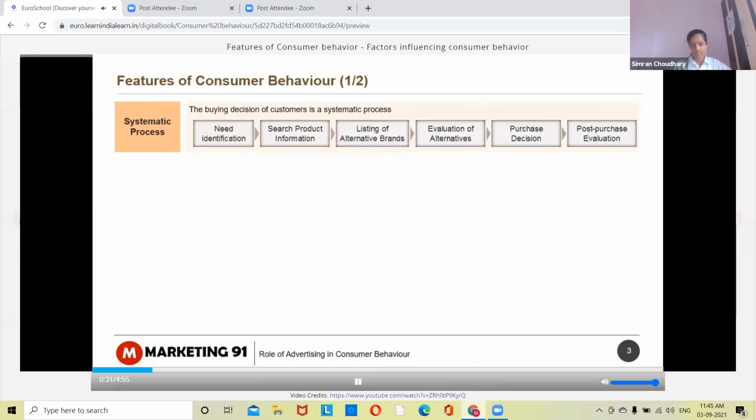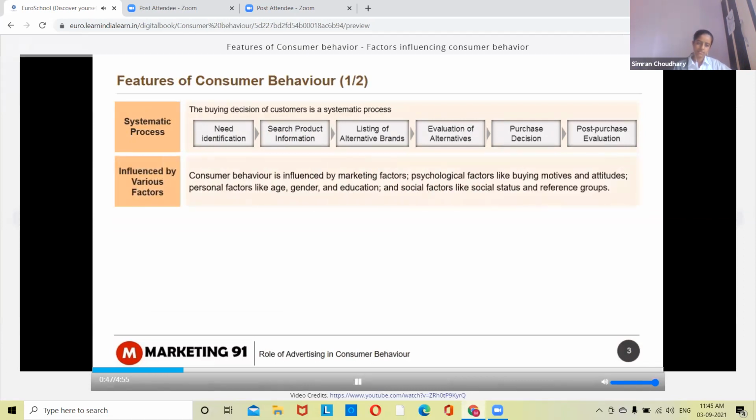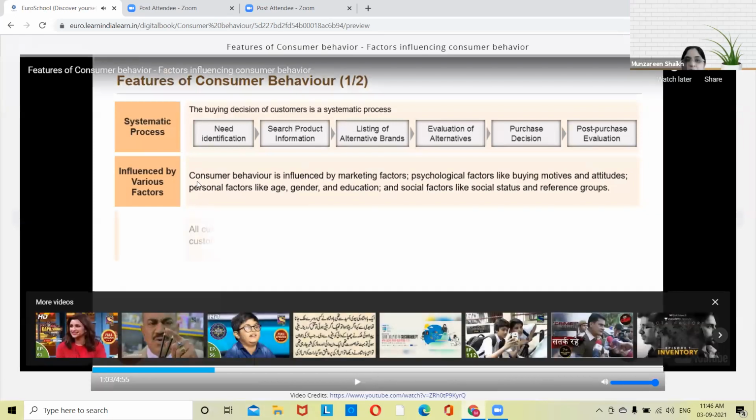The buying decision of customers is a systematic process. It starts with identification of need, followed by search for product information and listing of alternative brands. The alternatives are evaluated to make a purchase decision, which is followed by post-purchase evaluation. Consumer behavior is influenced by various factors such as marketing factors, psychological factors like buying motives and attitudes, personal factors like age, gender, and education, and social factors like social status and reference groups. So you all can take points from this.